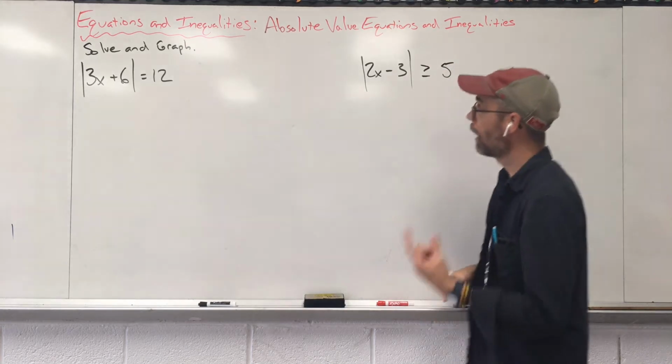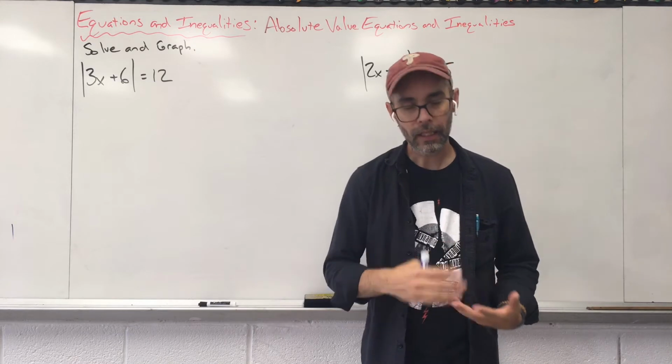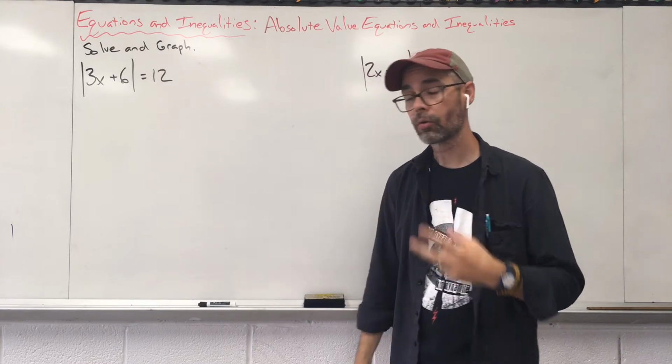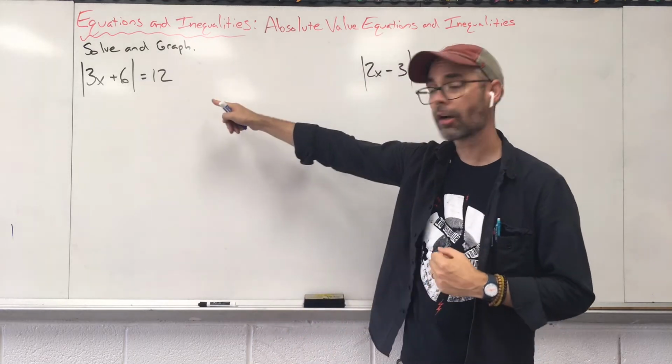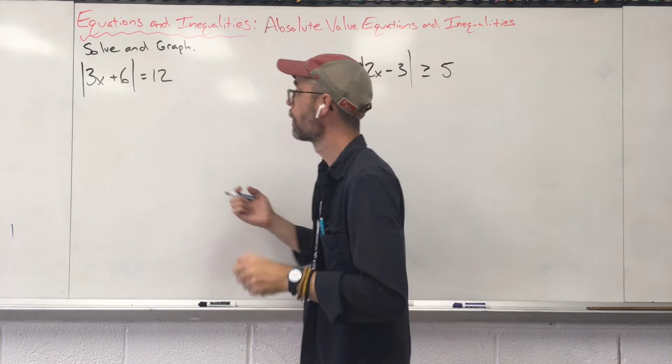We're going to be talking about absolute value equations and inequalities today. Whenever you're dealing with any kind of absolute value, you're always going to come up with two possible answers. In order to get those two answers, I've got to rewrite my problem twice. So let's see what that means.